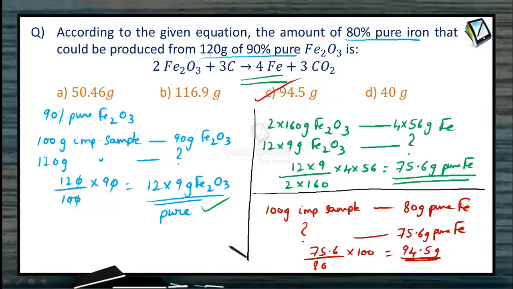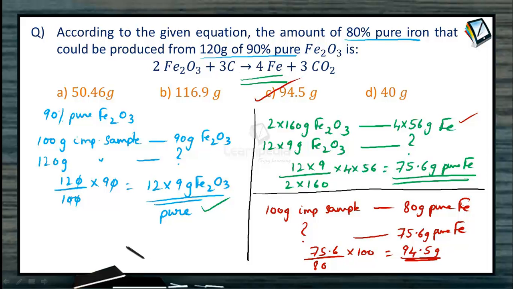Let me go through this approach again. The question is: the amount of pure iron that could be produced from 120 grams of pure Fe2O3. Our answer is only based on this particular step, because 2 into 160 grams gives 4 into 56 grams of Fe. So this much quantity gives how much? Or 120 grams gives how much? But here the starting compound given is not a pure compound. So first we need to find out the amount of pure Fe2O3 present in the given substance.